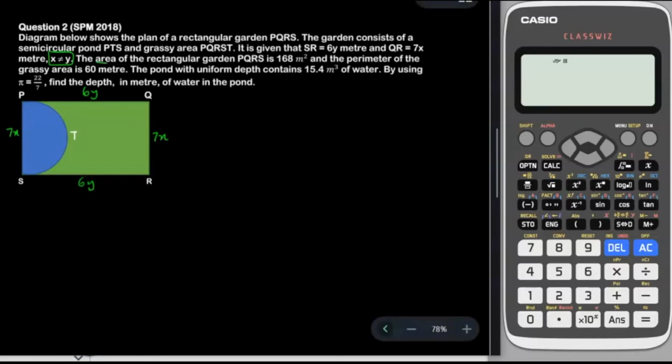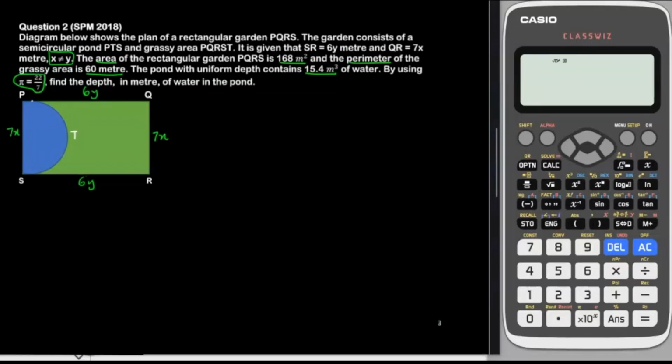The area of the rectangular garden PQRS is 168 meters squared, and the perimeter of the grassy area is 60 meters. The pond with uniform depth holds 15.4 meters cubed of water, because later we're going to put it into the volume of cylinder formula. By using pi equals 22 over 7, we have to use this value. Find the depth in meters of water in the pond.